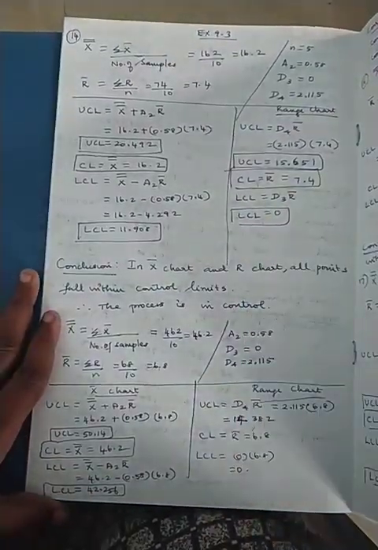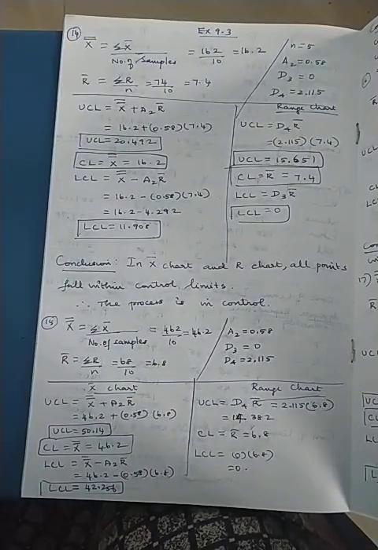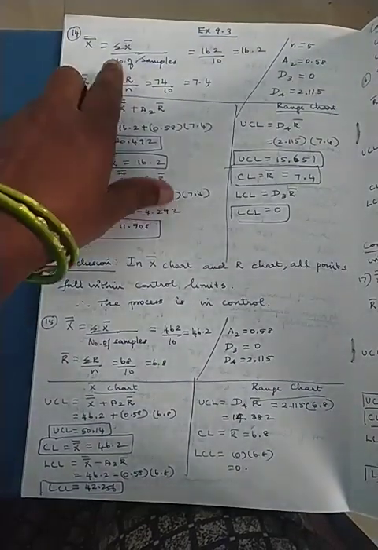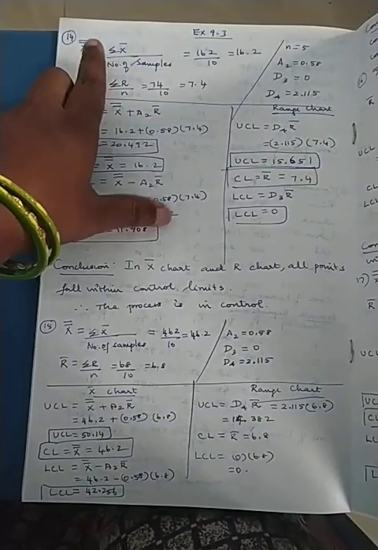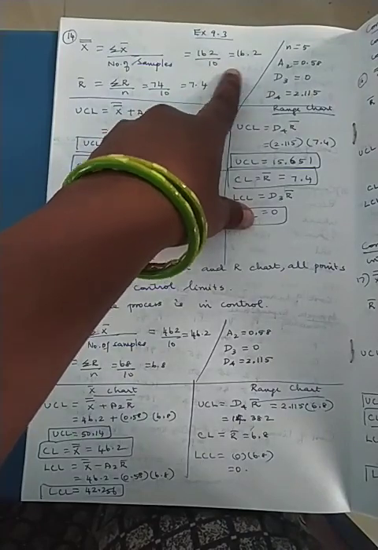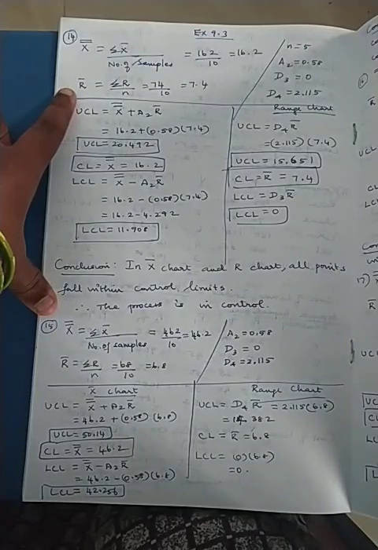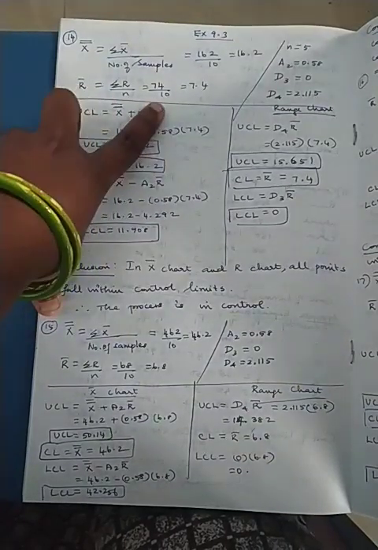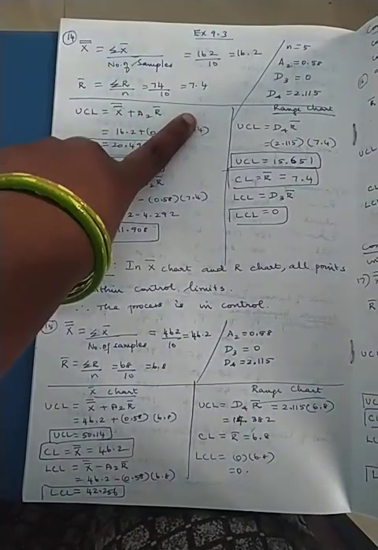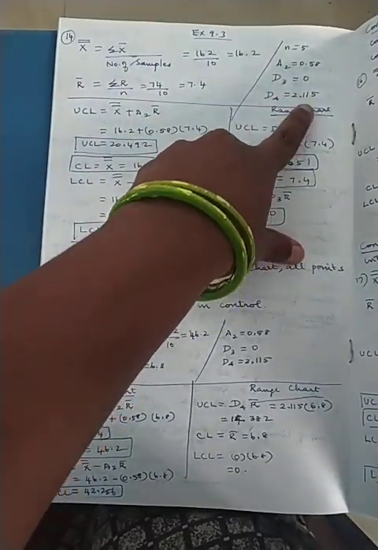Okay, first of all, going to the 14th problem. They have given the values directly, x bar and r. With these values we can go. Double x bar is sigma x bar divided by number of samples, so that is 162 by 10, which is equal to 16.2. Now coming to r bar, sigma r by n, that is 74 by 10, which is equal to 7.4. What they have given: A2 is 0.58, D3 as 0 and D4 equal to 2.115.